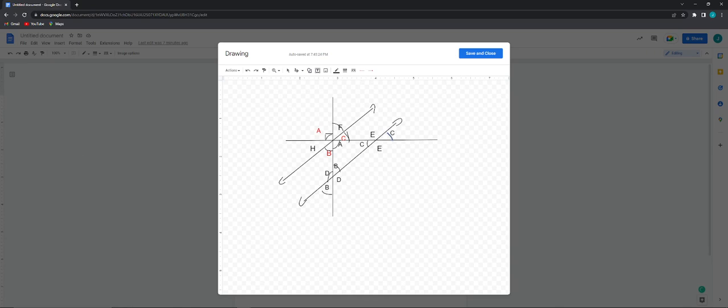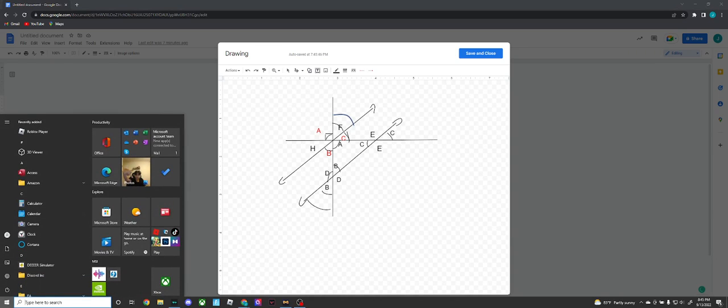And finally, same side exterior angles are two angles on the exterior, and they add up to 180. So an example of this could be B and F, assuming that these lines are parallel. Or actually, these don't have to be parallel. So just assuming that these two lines are parallel, B and F are same side exterior angles.